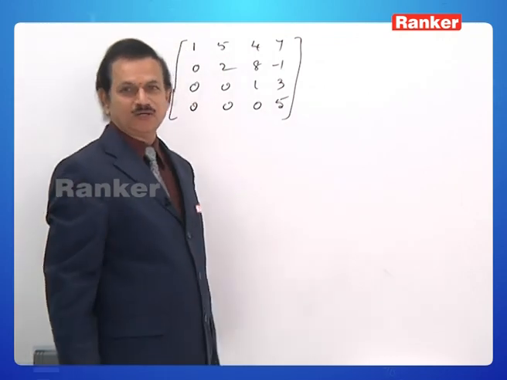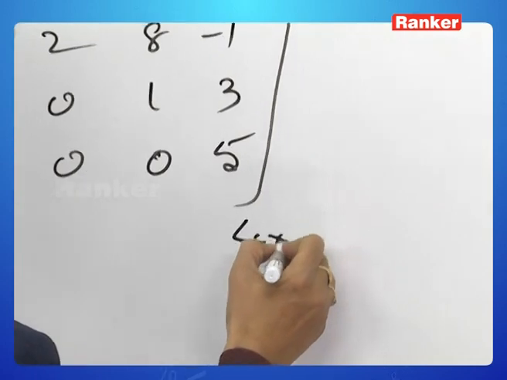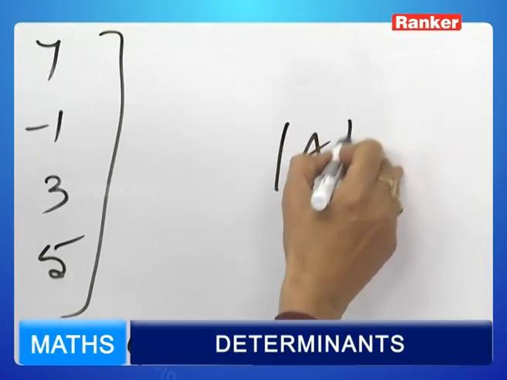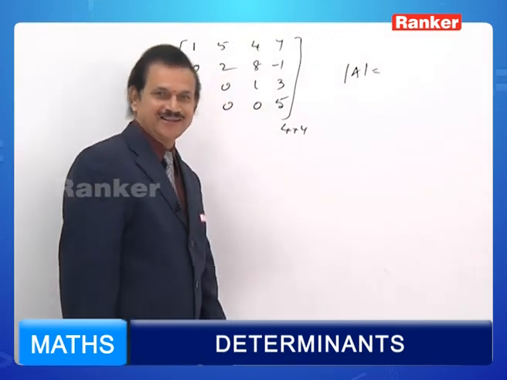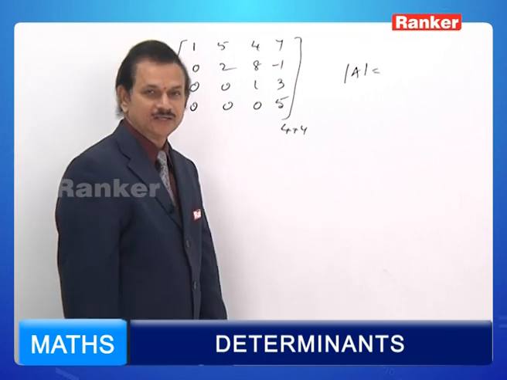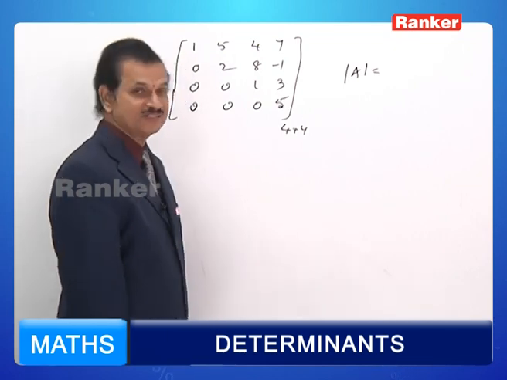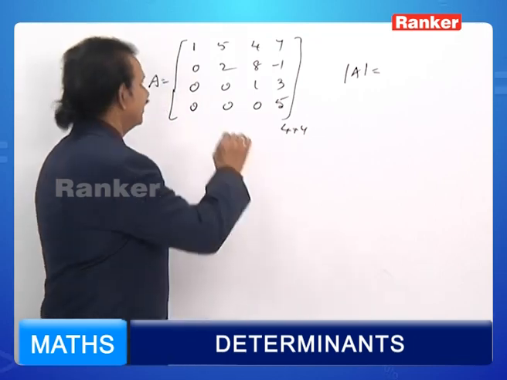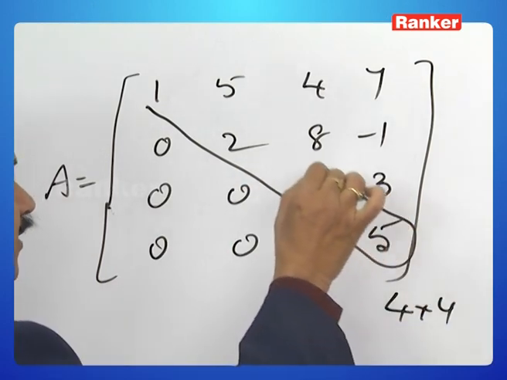Observe the matrix on the board. No doubt it is a 4 by 4 square matrix. We are to find its determinant, det A. My dear friend, I think you could have noticed and recollected the nature of this matrix. Could you trace it? It is just an upper triangular matrix, isn't it? It is an upper triangular matrix.